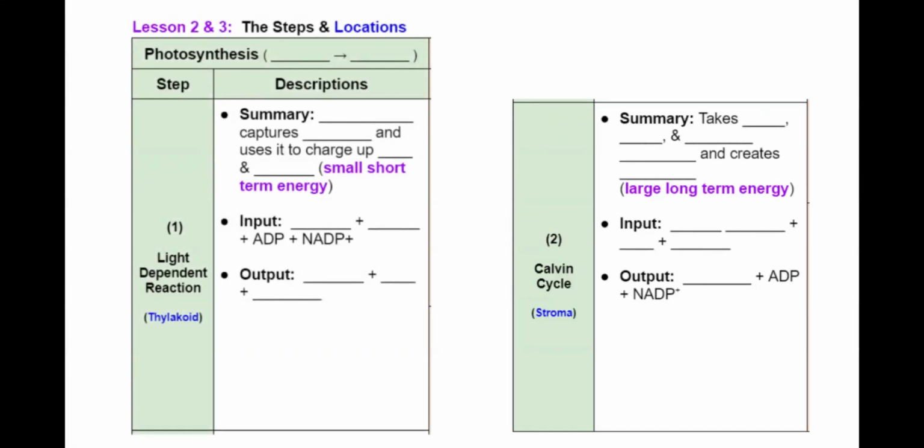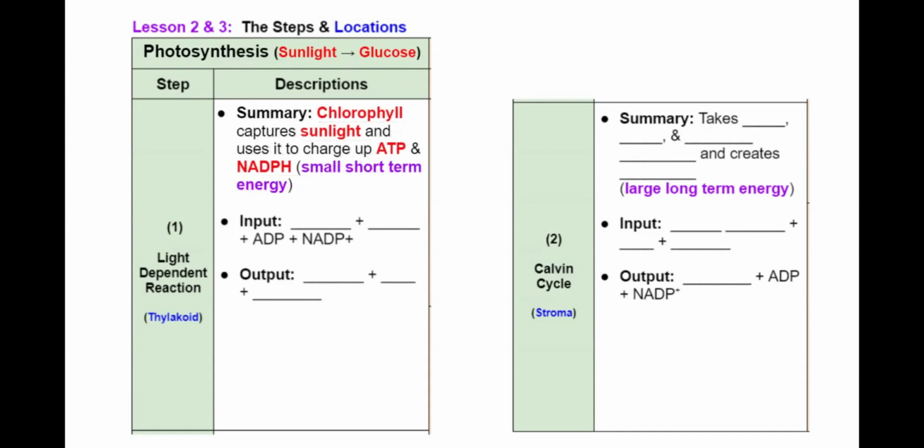Now let's talk about the lesson 2 and 3 steps and locations. We're going to start off with just photosynthesis in general. We'll go with a light dependent reaction and then go to the Calvin cycle. So photosynthesis, we are pretty much just taking sunlight and we're making glucose. Now, light dependent reaction, the big summary for this one is that chlorophyll is going to capture the sunlight and use it to charge up ATP and NADPH into small short-term energy. Remember that ATP is small and short-term.